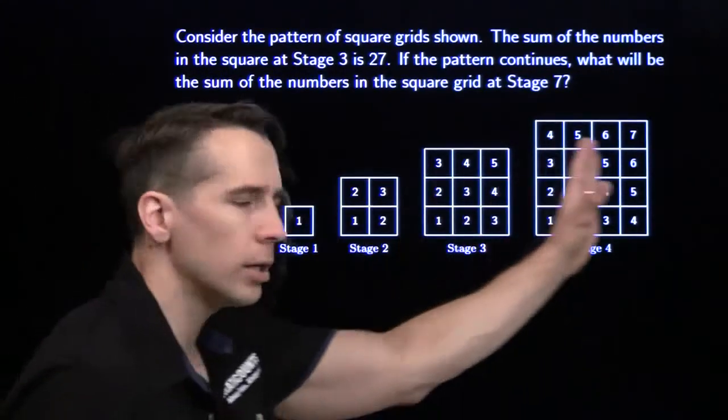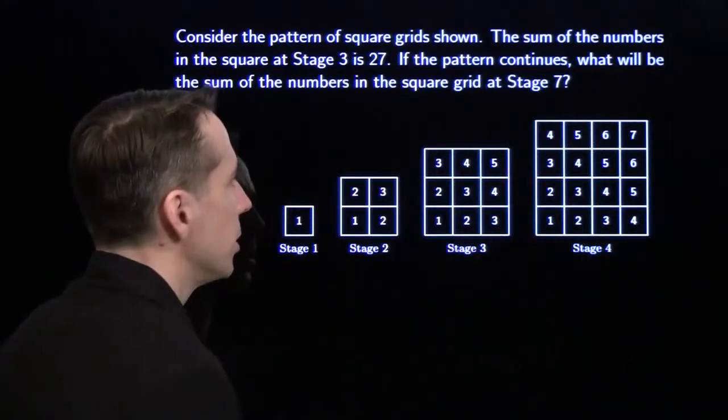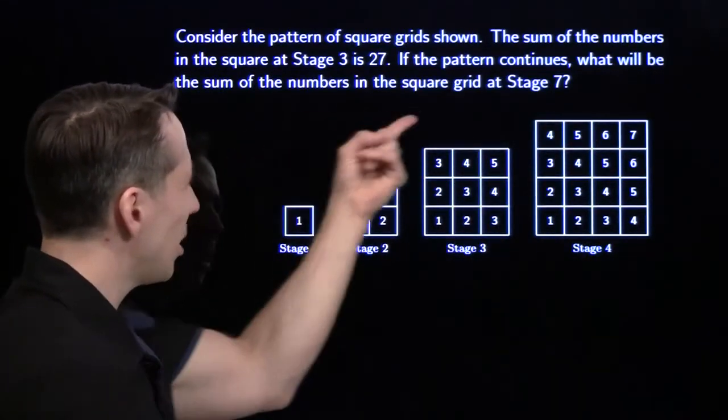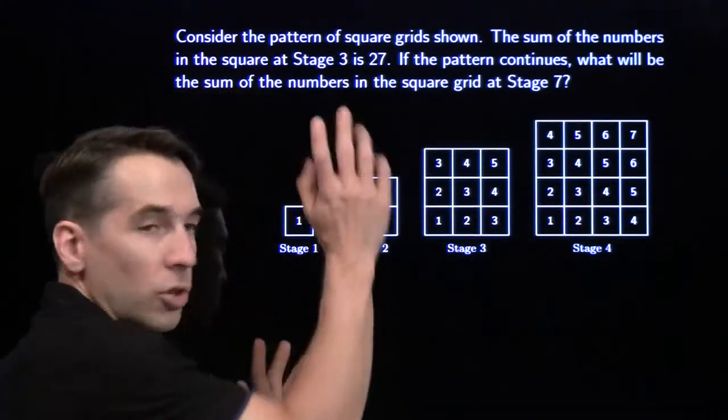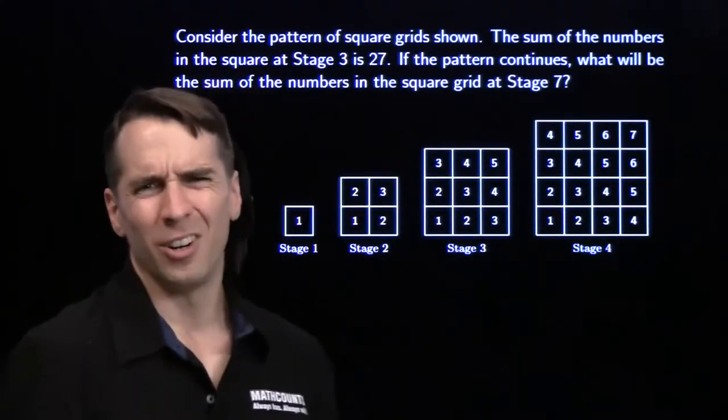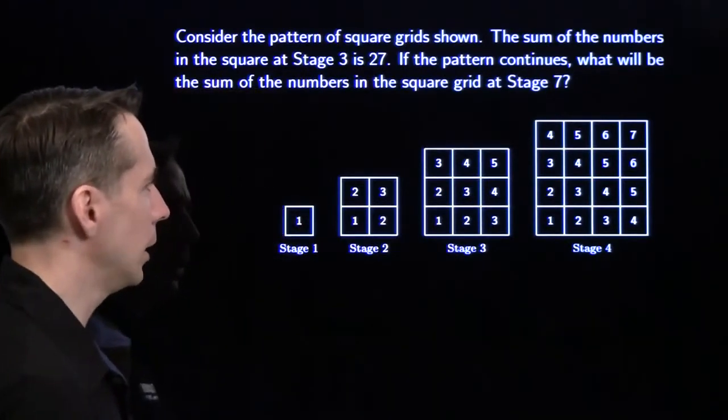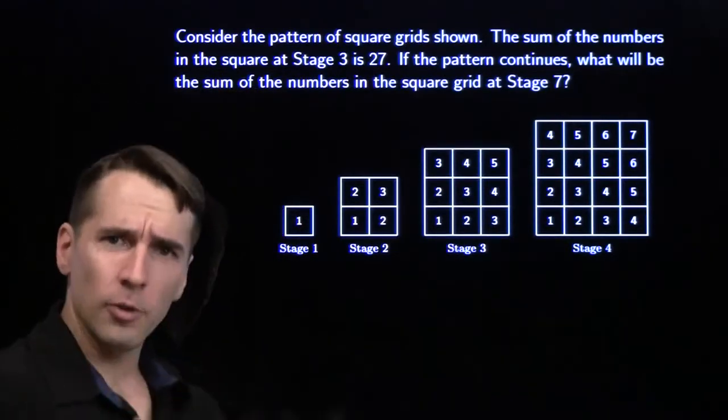Alright, so we've got these square grids here, and we can see the pattern of the numbers in the grids. And we want the sum of the numbers in the grid that's sitting out at stage 7. Well, now, we could just draw the grid and add up the numbers. It's not very fun. Not very sporting, either. And we could get a little clever about adding up the numbers.